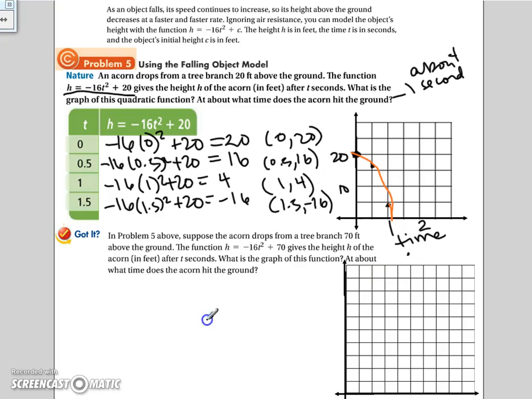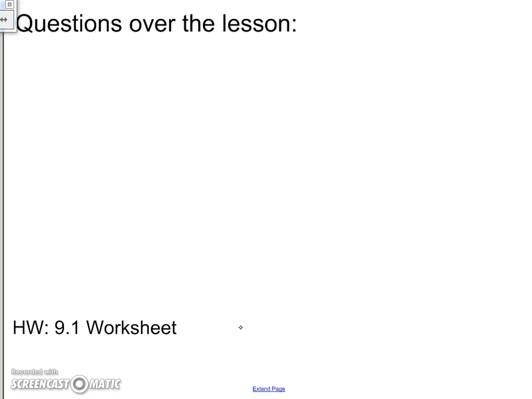So go ahead and pause and do your got it problem now using this new function. Use small increment values. Maybe you want to use the same ones and see about at what time will the acorn hit the ground. So as you plugged in your points, you will realize that it will land at the ground just over 2 seconds. At 2, you are 6 feet off the ground, so it's going to be just a little bit over that.